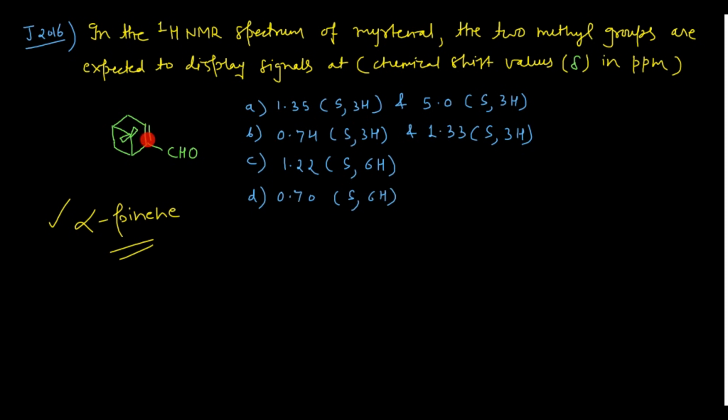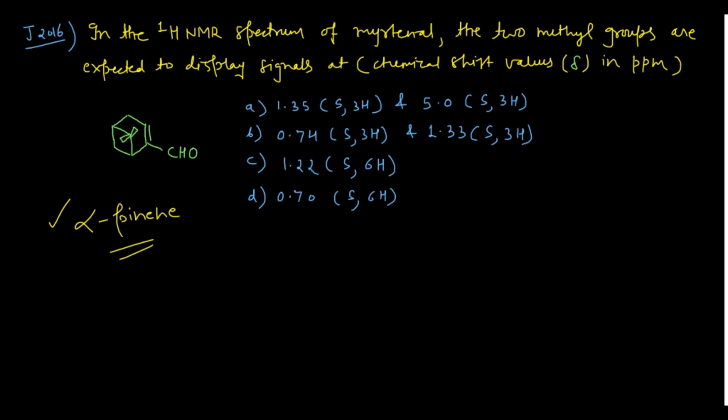This is the double bond, and this methyl is close to this one. When it is close here, it could be the shielded one, and this is the de-shielded one. The shielded one will have the lower ppm value in the chemical shift, and the de-shielded one will have the higher chemical shift in the ppm value. So these two are not equivalent.